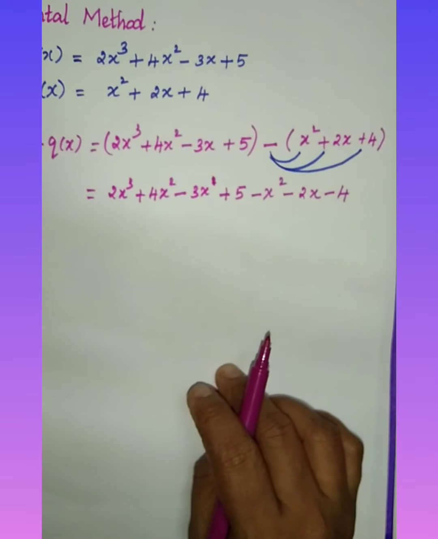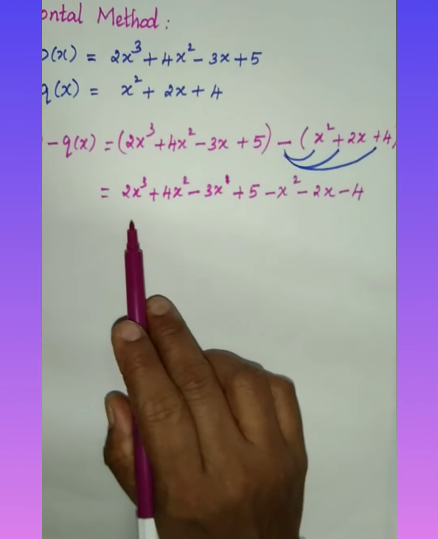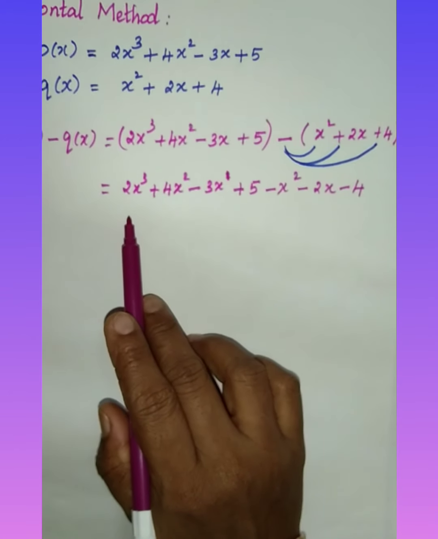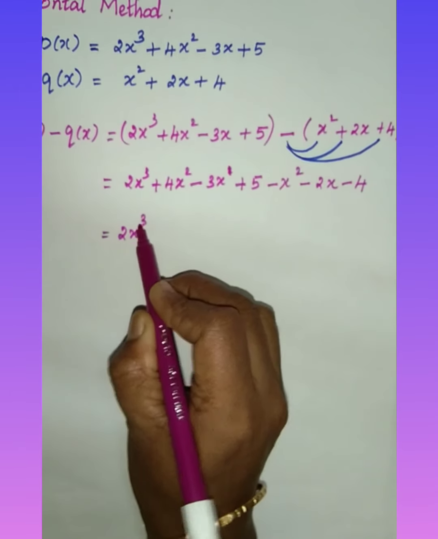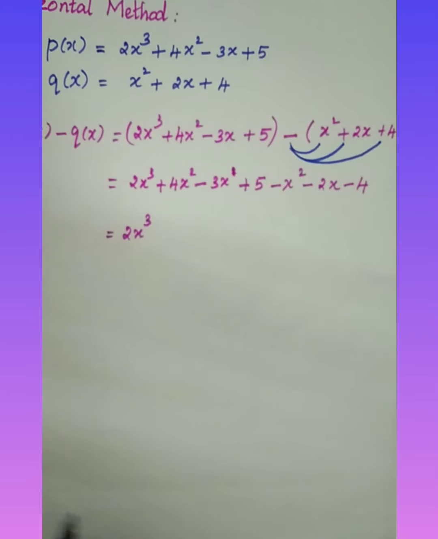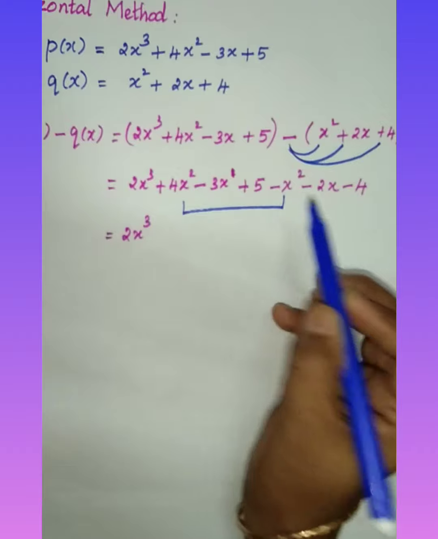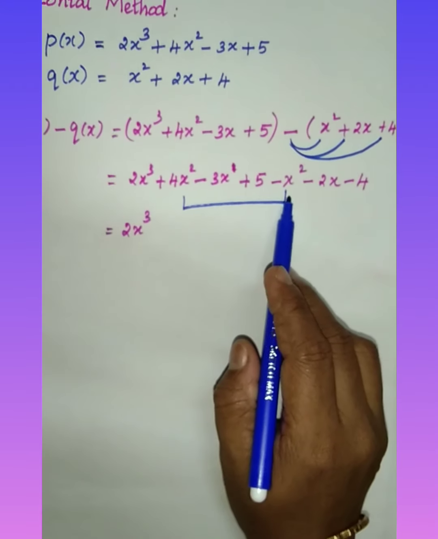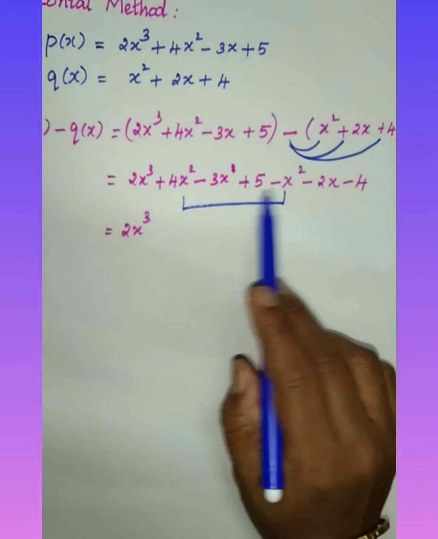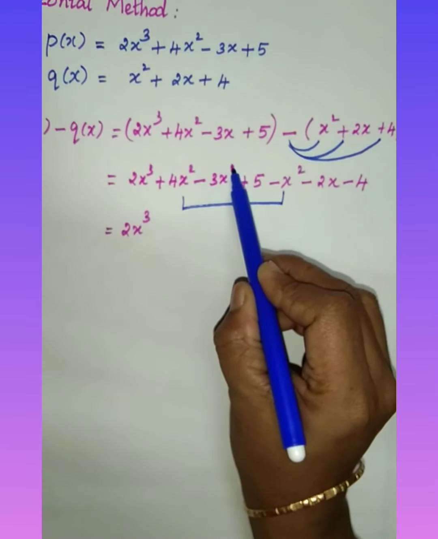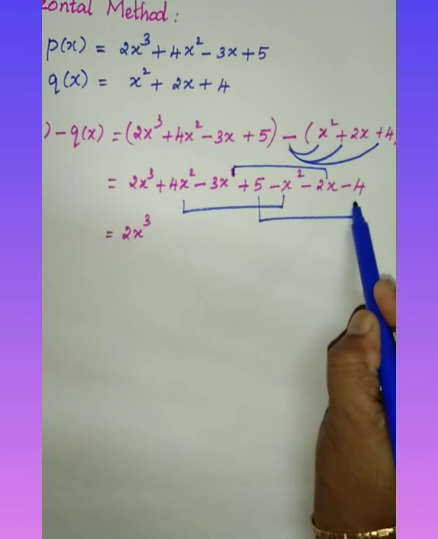The third step is group the like terms. x power 3 term we have only 1. So as it is we can write that is 2x power 3. Then x square term, here we have 2 x square terms. We can group the like terms. So 4x square and minus x square, and here 3x and minus 2x, then constant term.